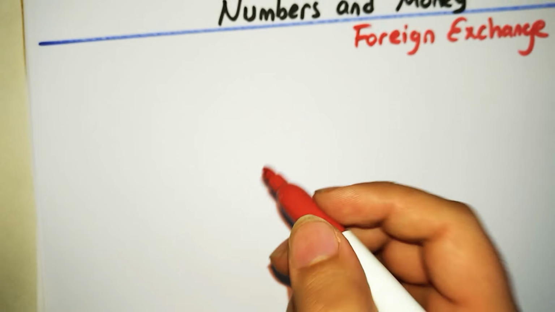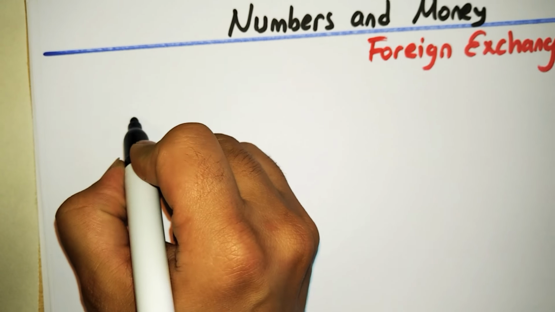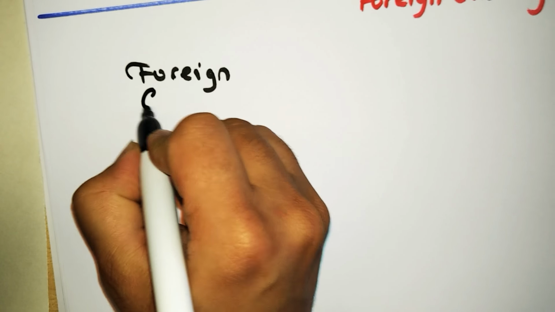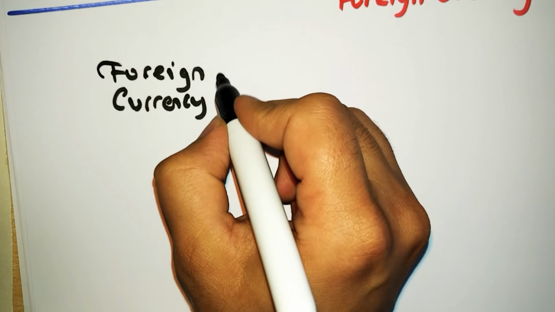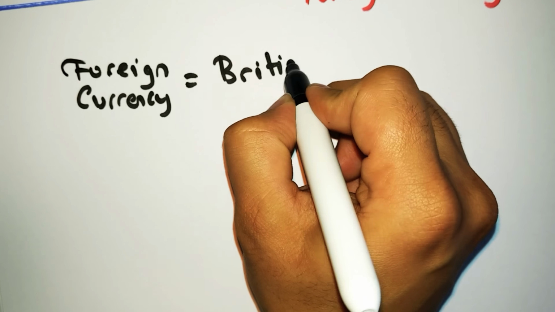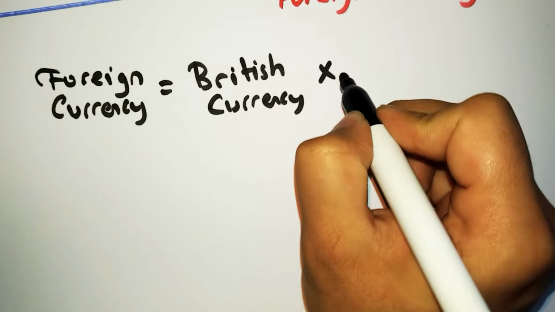So remember, first of all, for these given examples, to calculate our foreign currency, we will need to multiply the British currency by the exchange rate.